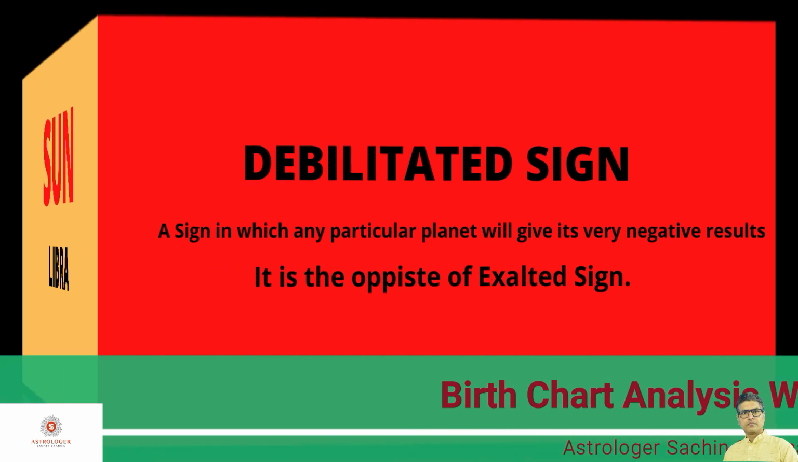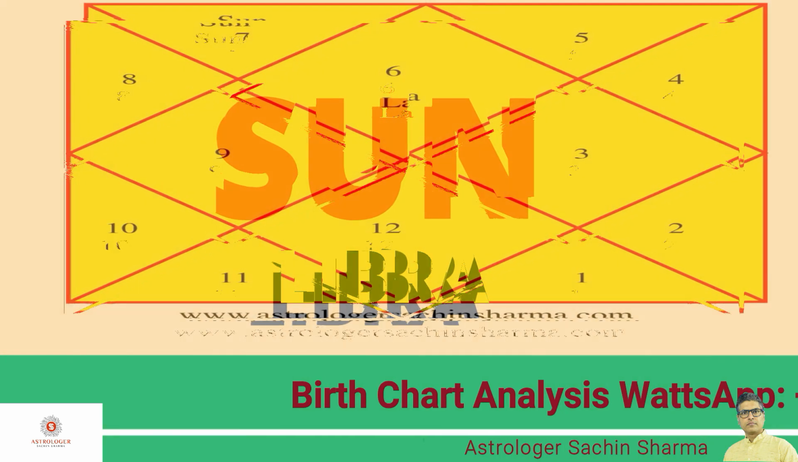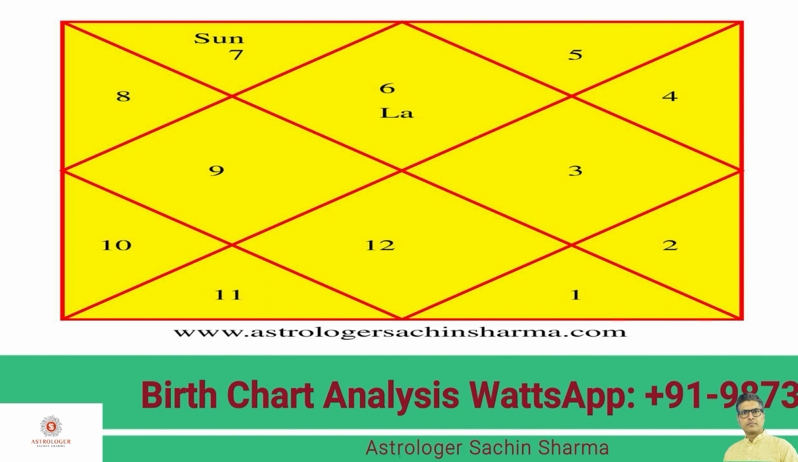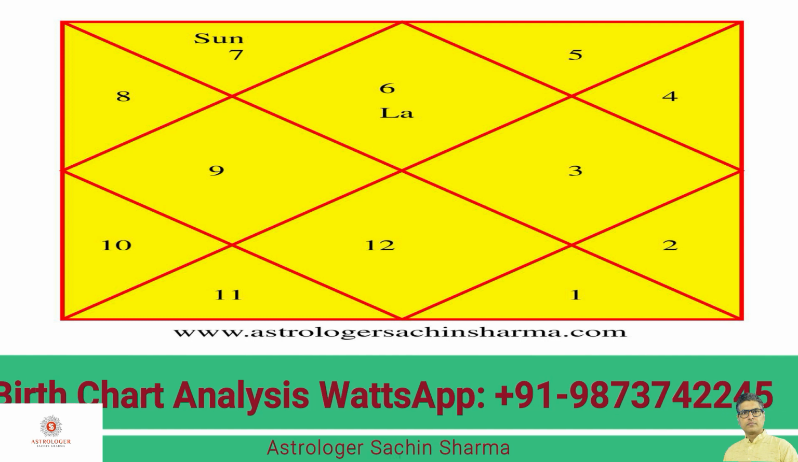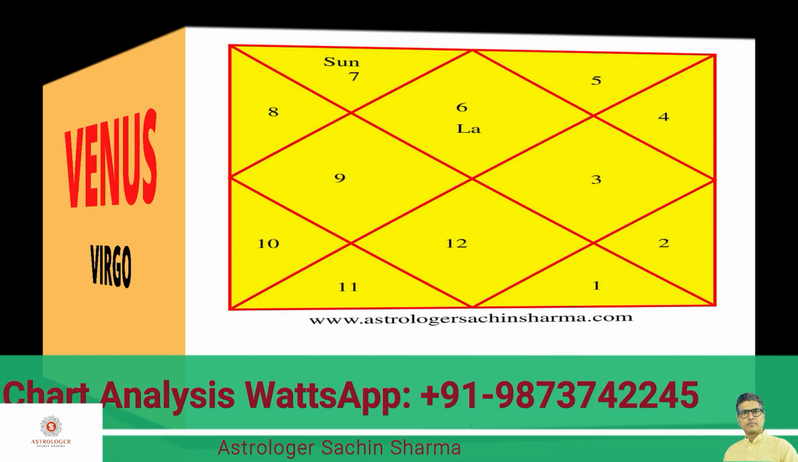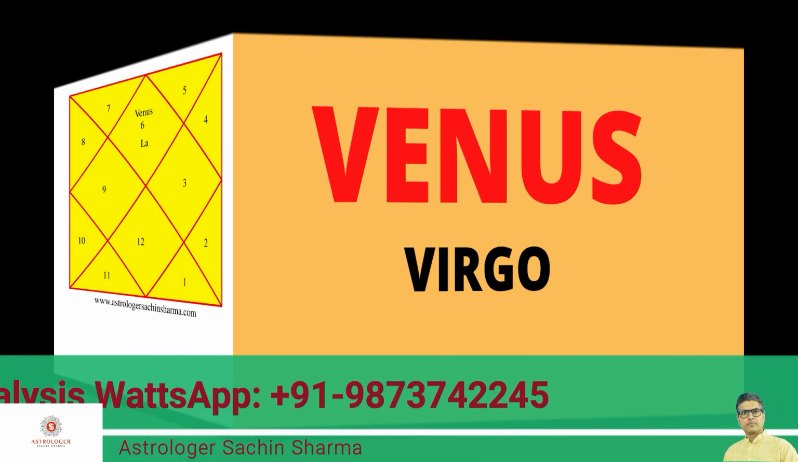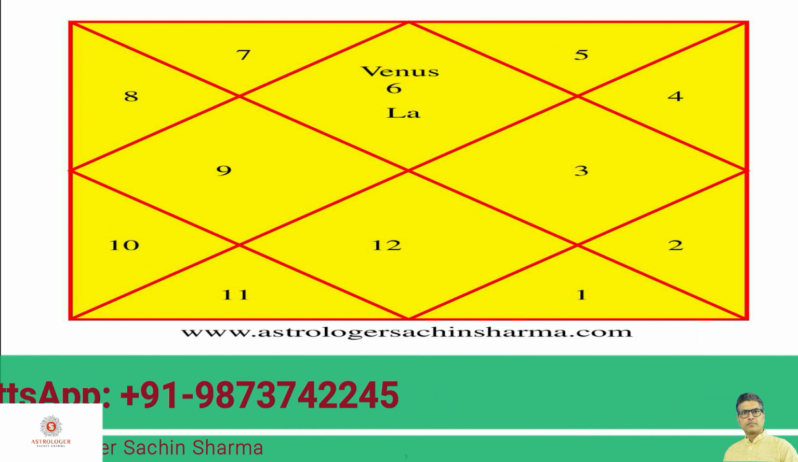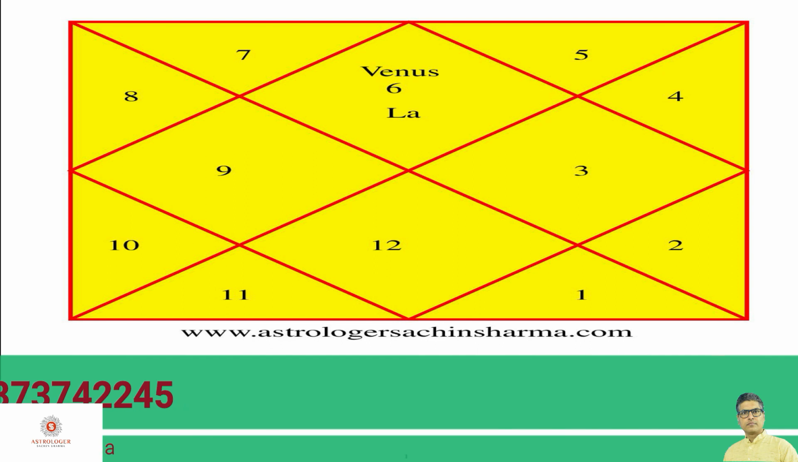For Sun, the debilitated sign is Libra. That means if number 7 is written, as you can see in this birth chart, Sun is placed in Libra sign. That means Sun will give its negative results in this particular house. For Venus, Virgo is its debilitated sign. So if Venus is placed in a house in which number 6 is written, that means Venus will give its negative impact related to that particular house.